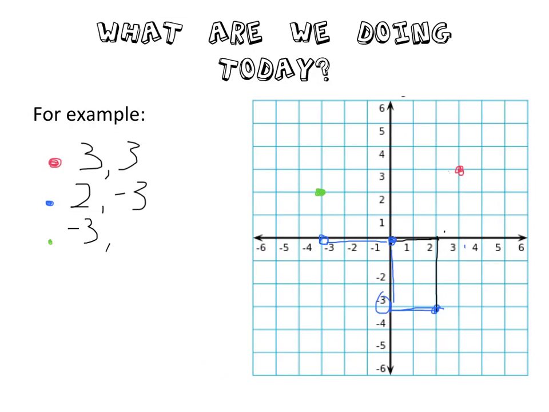Okay, to get my y coordinate, I go back to the origin and I say, okay, am I going negative or positive? I'm going positive. And I go up and it's hitting at positive 2. So my coordinate for this one would be negative 3, positive 2. Okay, so that's how you do it with points.